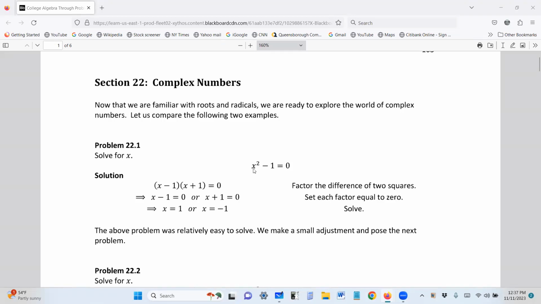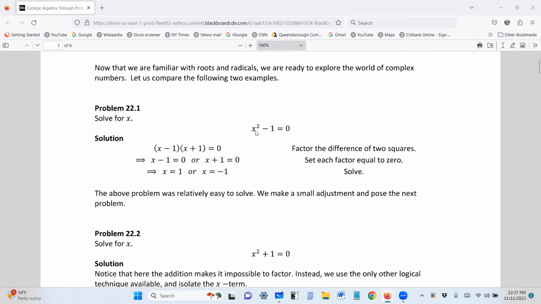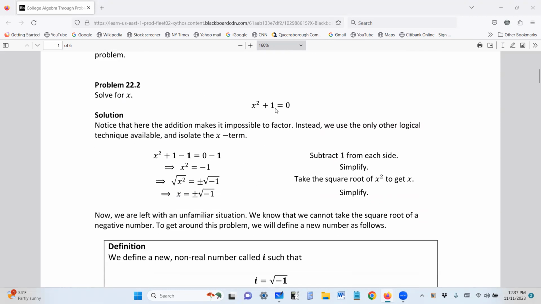So if you replace x with either 1 or negative 1, when we square it, we get 1, 1 minus 1, 0. So that's okay. So here's the problem when we change the equation from x squared minus 1 equals 0 to x squared plus 1 equals 0.